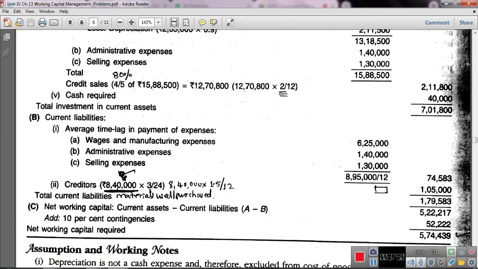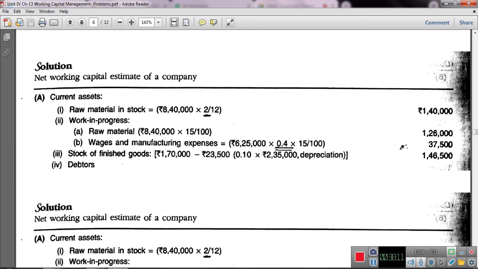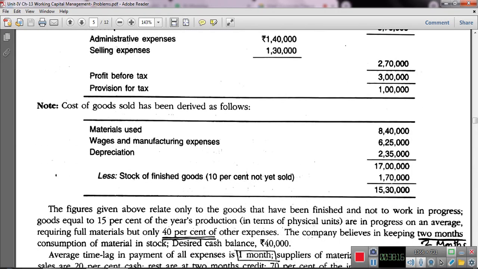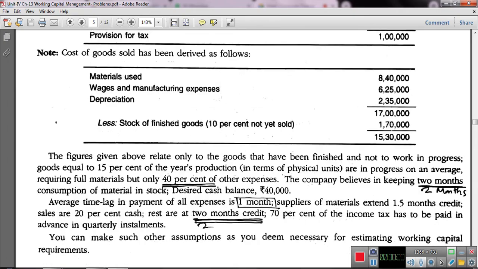And the second current liability in the list is creditors. Creditors, when I say, please remember, suppliers of raw materials. So how are you going to find them? By the raw materials purchased. As you can see, materials used as good as materials purchased. Materials means, always remember, raw materials, 8,40,000 rupees.